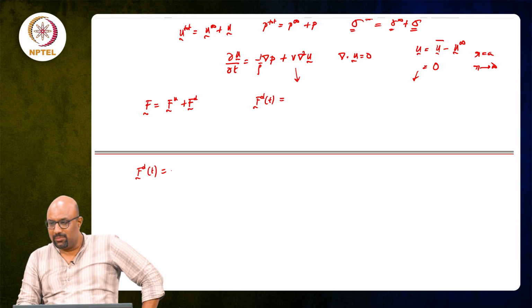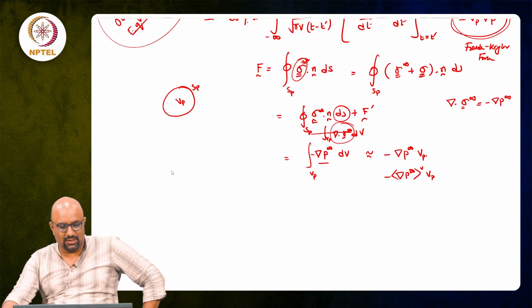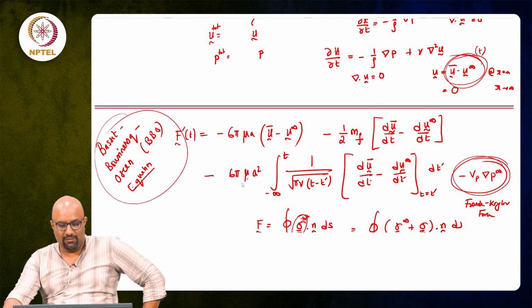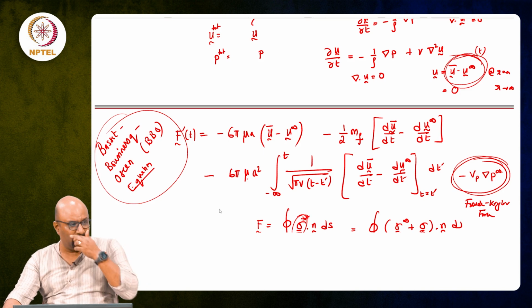There are only 3 terms. We have done this, right? The Basset-Boussinesq-Oseen equation, and even earlier the problem, all of this is building on this. There is a quasi steady Stokes drag, there is an added mass term, and then there is a history term. These are the only things that are there.